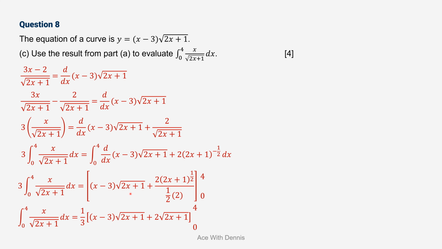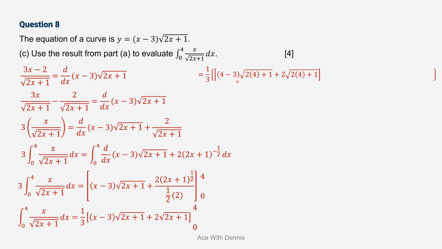The rest is pretty much similar, just copy down, and take note that the 3 over here, when I move it to the right hand side, becomes 1 over 3. So now the left hand side is only the part that we are interested in: the integral from 0 to 4 of x over the square root of 2x plus 1 dx. The next step is to substitute the 4 inside the whole thing, then minus, substituting 0 into the whole thing. So substitute 4 inside everything here. This is what I get.